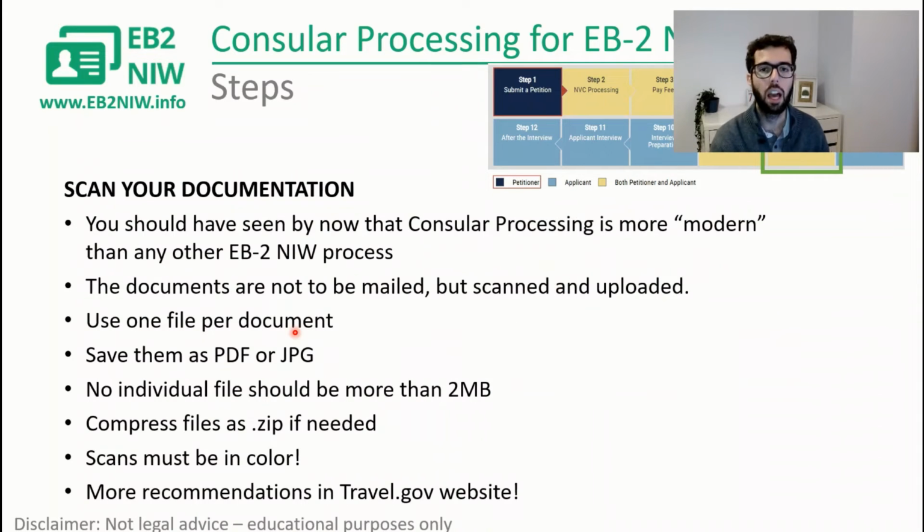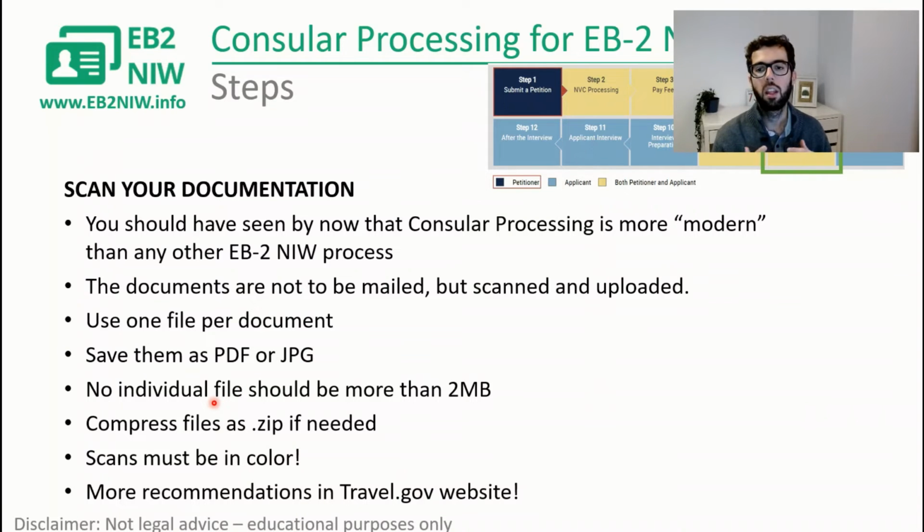So the next step is scan your documentation. They will provide the list of what you need to submit, and then you have that platform, so you will prepare everything for upload. So don't mail anything, scan it, and then upload it. Use only one file per document. Don't scan a lot of things like birth certificates, marriage certificates, and passport all together and put it in one file. Each file has to be for one document, and then save them as PDF. They prefer PDF, but they also accept an image JPG format.